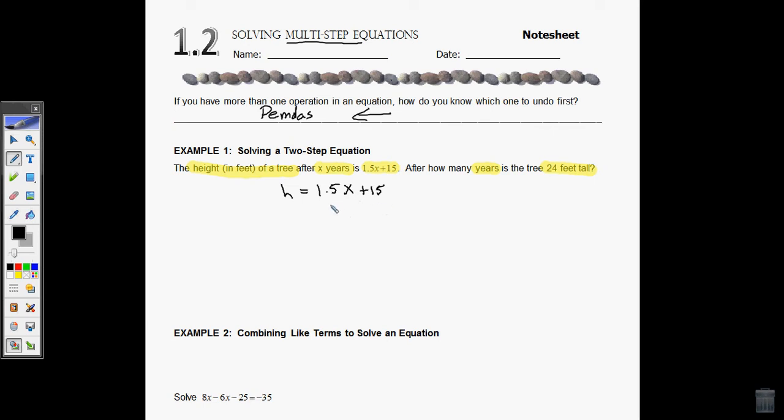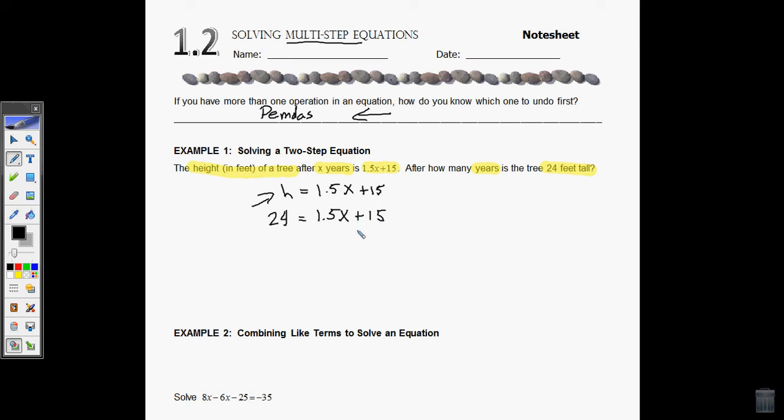Okay, so what is it I'm trying to figure out? After how many years is the tree 24 feet tall? Okay, so it's giving me how tall it is. So 24 is what goes into the height, and I'm still trying to figure out what would be the years that I would have to put into this equation to have made a 24 happen over there. So now I have an equation with multiple steps in it and one variable.